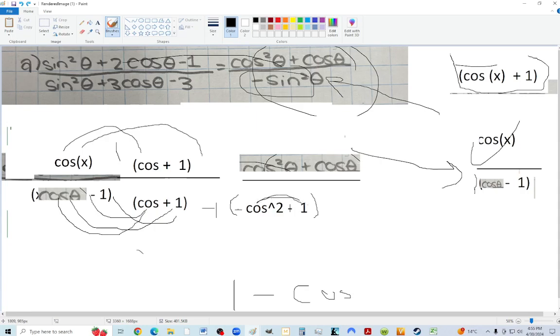Now you can rearrange this. Minus cos squared plus 1 is the same as 1 minus cos squared. You're allowed to rearrange anything that's being added. Well, I can see that 1 minus cos squared is the same as sine squared. And I can see that there's a minus 1 in front of it. And now my left side matches my right side without changing it.